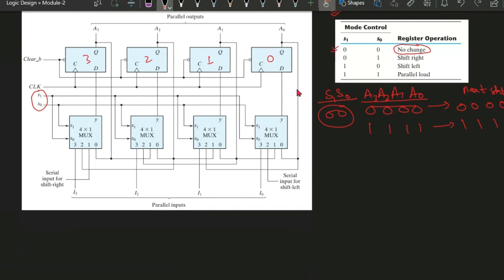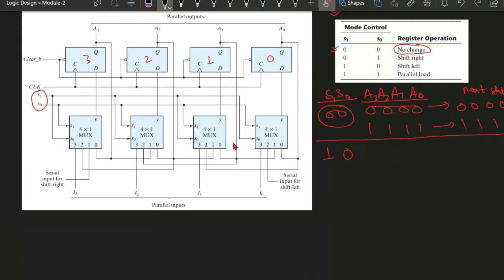The next mode we will be considering is when S0 is 1 and S1 is 0, that means S0 is 0 and S1 is 1. When this is the case, how will the connection look?